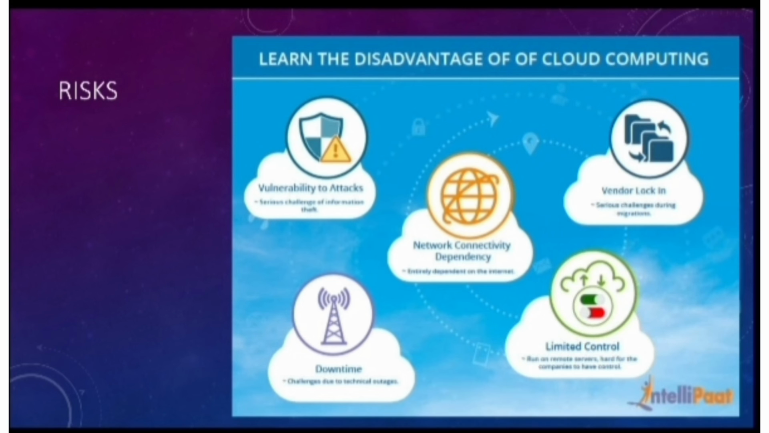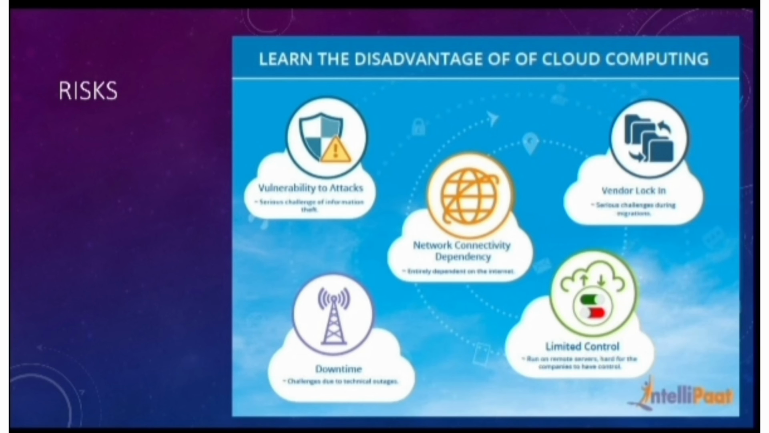Limited control means when signing up for a cloud computing service, you relinquish some degree of control. The majority of cloud management is completed by the service provider, so we don't have to worry about this actually. But if you're an organization and you're using a public cloud, then you need to worry about this. Being a user, we don't have to worry about this part.